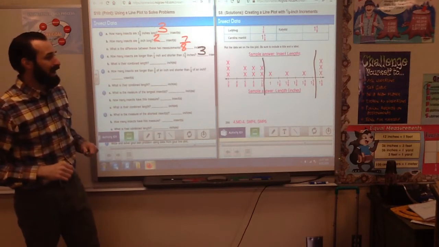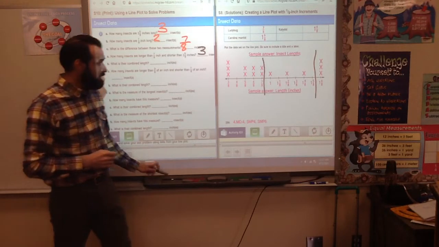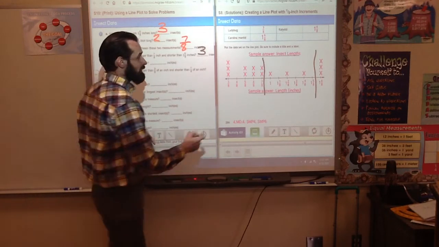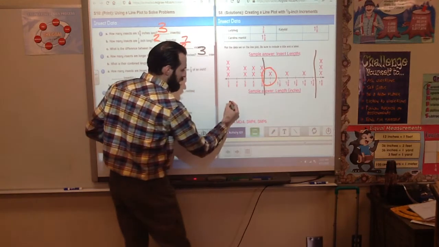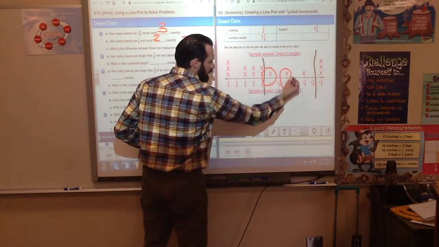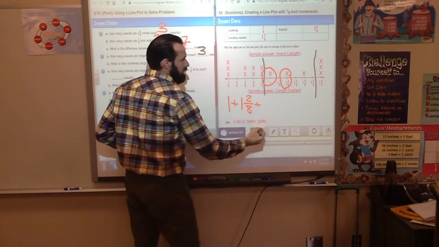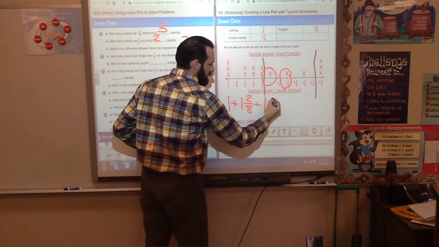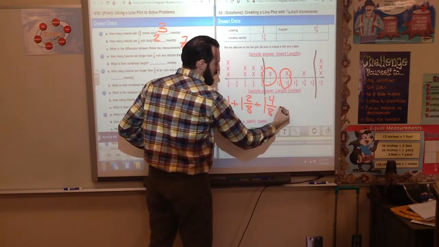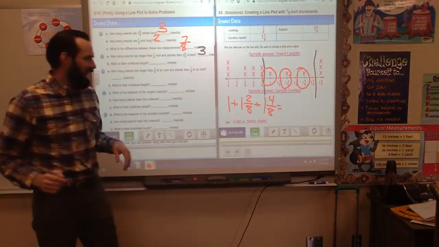They want to know the combined length of those. So it's actually not so bad to do that. If you look at it, we've got one insect that's 1 inch long, plus another insect that's 1 2/8 inches long, and a third insect that is 1 4/8 inches long. And then all you got to do is add that up.